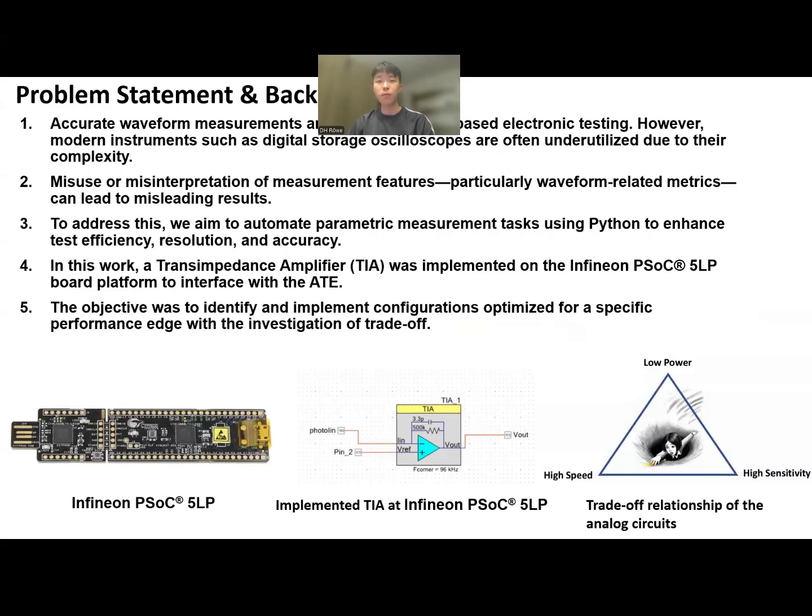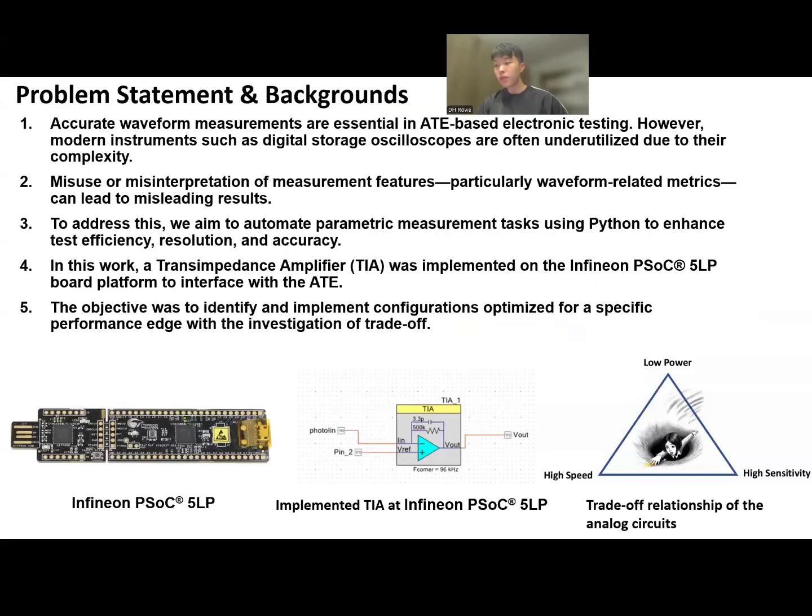The main motivation for this work is rooted in the need for accurate waveform measurements in ATE-based electronic testing. Modern instruments such as digital storage oscilloscopes offer powerful features, but they are often underutilized due to their complexity. Misuse or misinterpretation, particularly of waveform metrics, can lead to misleading results.